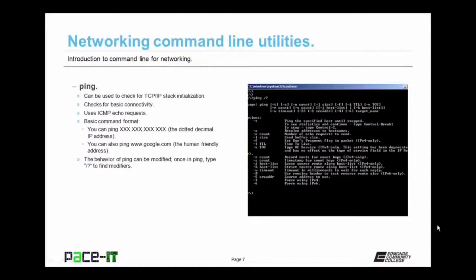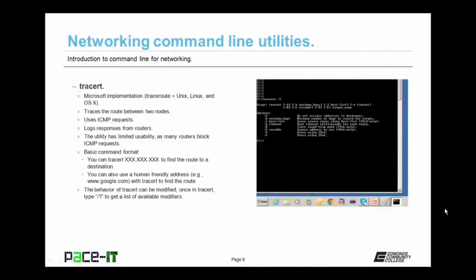It uses ICMP echo requests as kind of a sonar system. It sends a signal out and then waits for the response back and logs it. The basic command format for ping is ping followed by the IP address in dotted decimal format. You can also use the user-friendly name of a node with ping. So that would be like ping www.google.com. Its behavior can be modified in several ways. You can use the /? after typing in ping to find out what modifiers are available for ping.